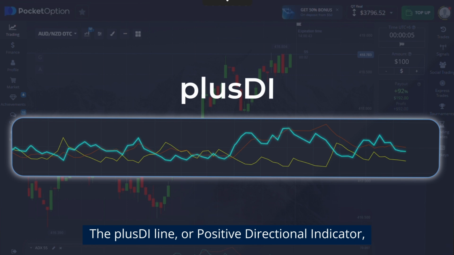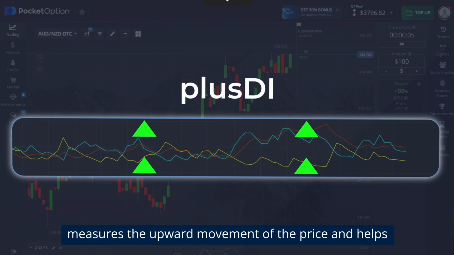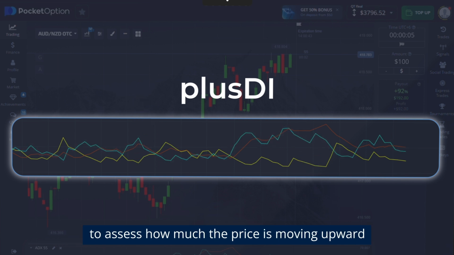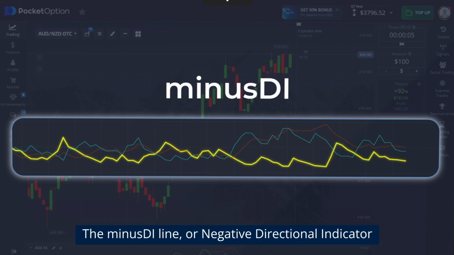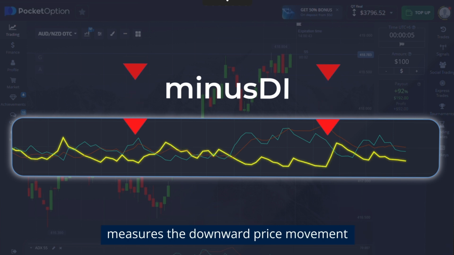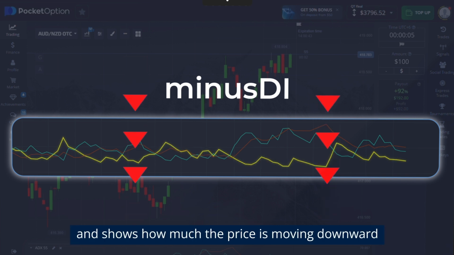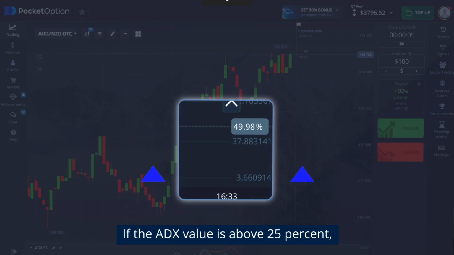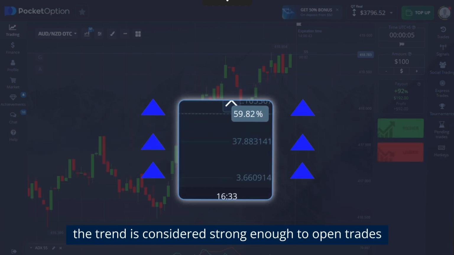The plus DI line, or positive directional indicator, measures the upward movement of the price and helps to assess how much the price is moving upward. The minus DI line, or negative directional indicator, measures the downward price movement and shows how much the price is moving downward. If the ADX value is above 25%, the trend is considered strong enough to open trades.